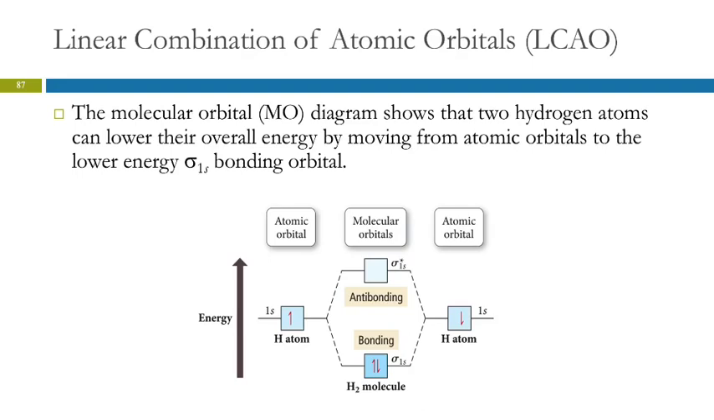So the bond order here: number of electrons in bonding orbitals. This is a bonding orbital that has 2 electrons in it. Subtract the number in anti-bonding orbitals. Well, here's the anti-bonding orbital, and it doesn't have any electrons in it. So that's 0. And then you divide that by 2, because there are 2 atoms. And so you end up with a bond order of 1.